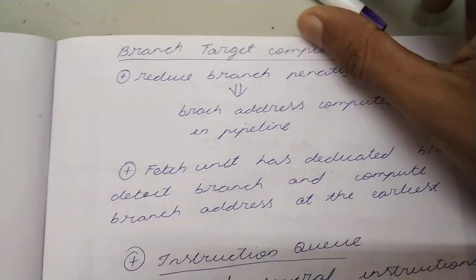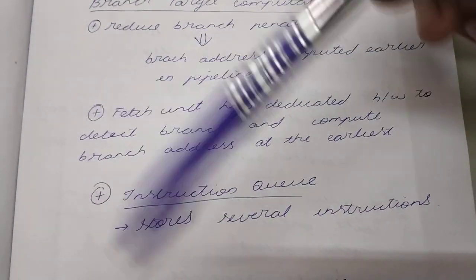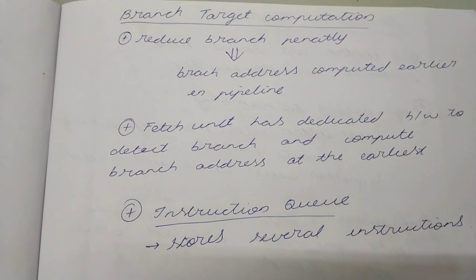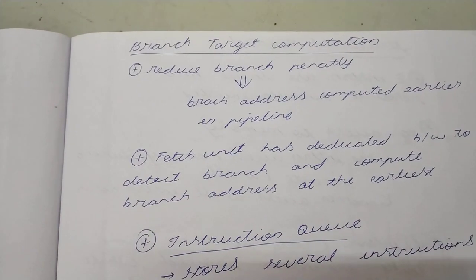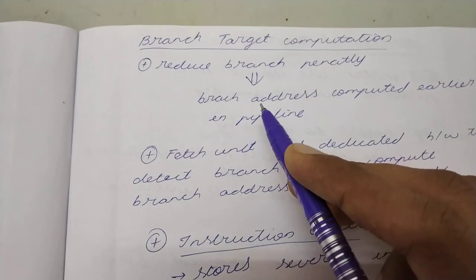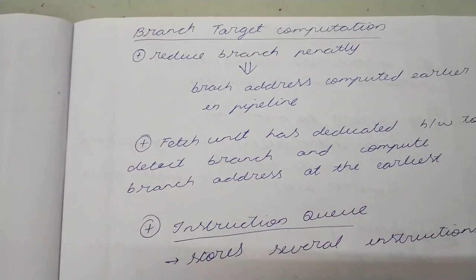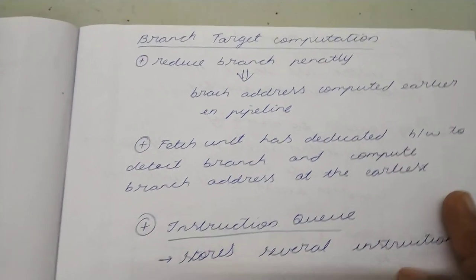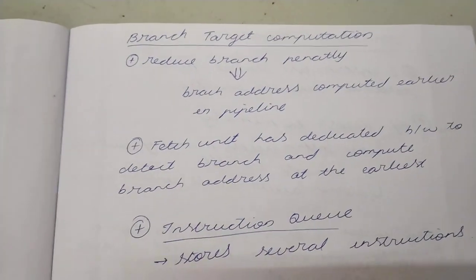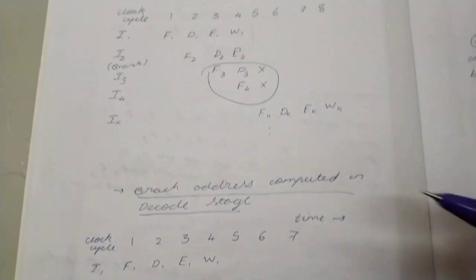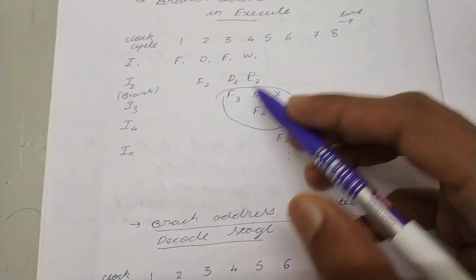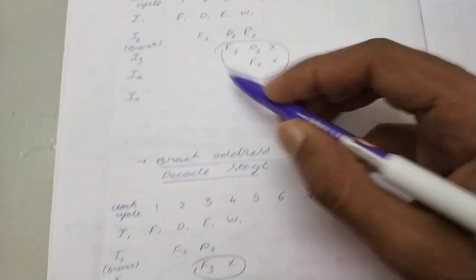Now we see the branch target computation and also the instruction queue. We do the branch target computation very fast so that we can reduce the branch penalty. The branch address should be computed at the earliest in the pipeline, so that we can reduce this kind of wastage of the stages of a pipeline.